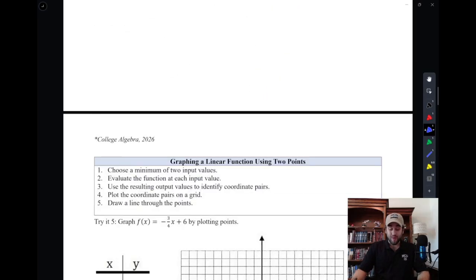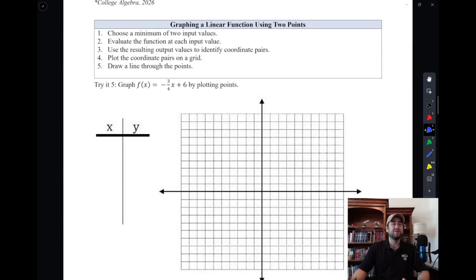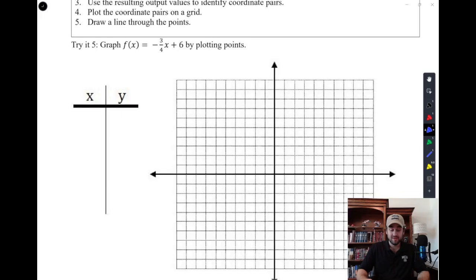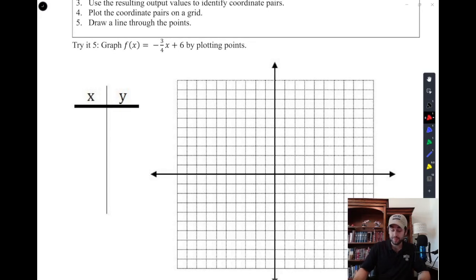So next we're going to look at how to graph a line. And we're going to learn 2 different ways to do it. They're about the same difficulty, so you pick your favorite. The first one is graphing a linear function with 2 points. So I'm just going to find any 2 points I can. The hint here is pick some easy numbers to plug and chug.